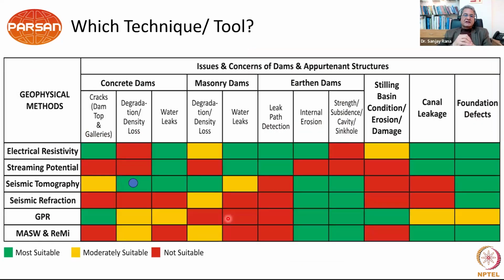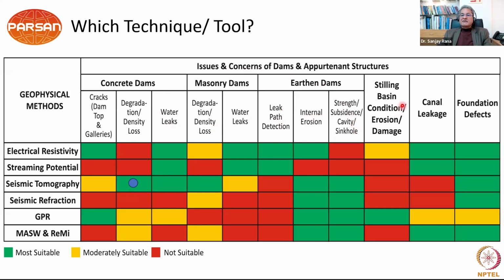When it comes to tools, there are a number of tools which are available. For example, I have listed few tools here like electrical resistivity, streaming potential, seismic tomography, seismic refraction, GPR, MASW, microtremor. And here we have listed issues and concerns of dams and appurtenant structures. For example, in concrete dams, you can have things like cracks, be it on dam top and galleries. You can have degradation or density loss. You can have water leaks. Similarly, in masonry dams, we can have degradation, density loss, water leaks. In earthen dams, we can have leak path detection, internal erosion, strength issues, subsidence issues, cavities, sinkhole.